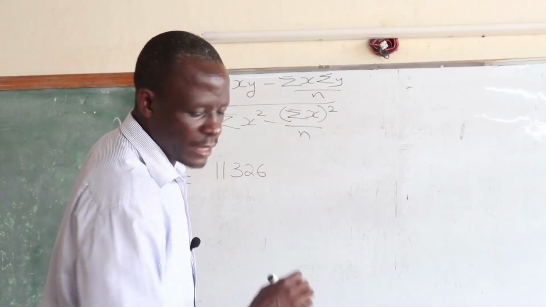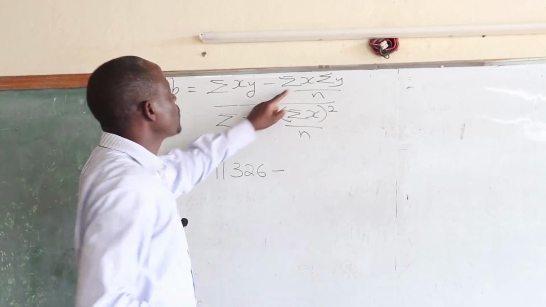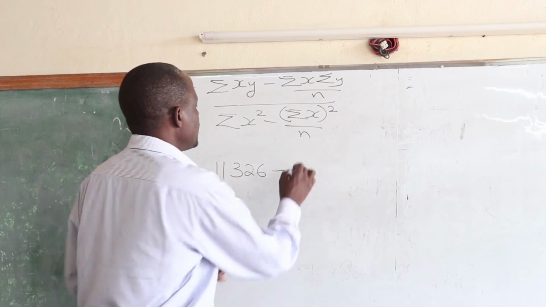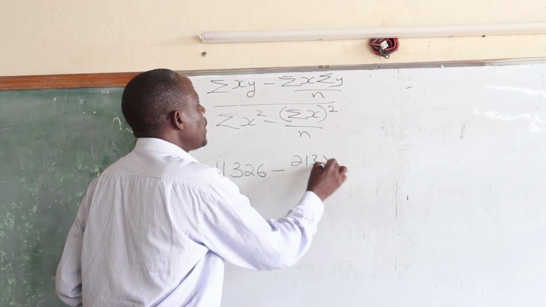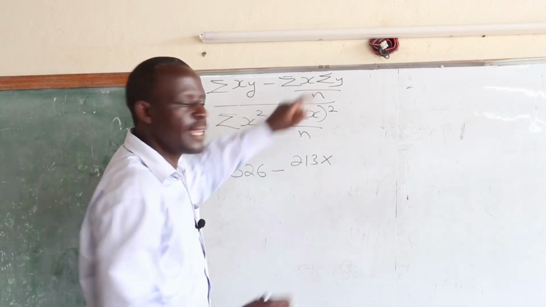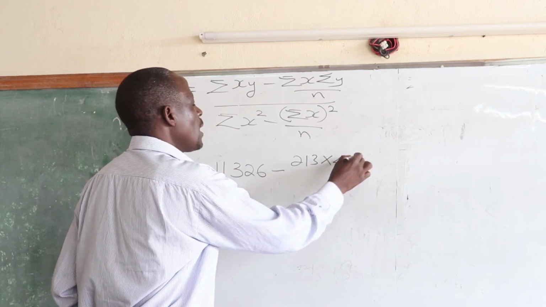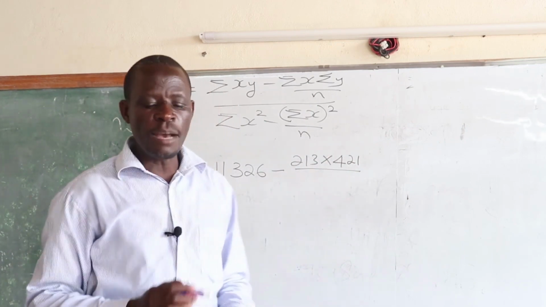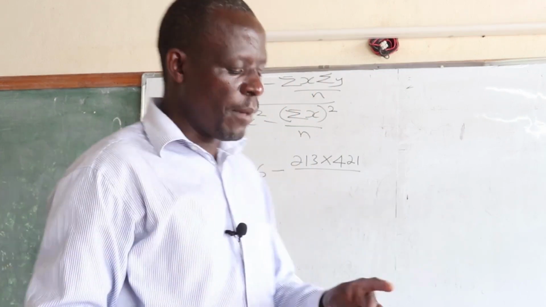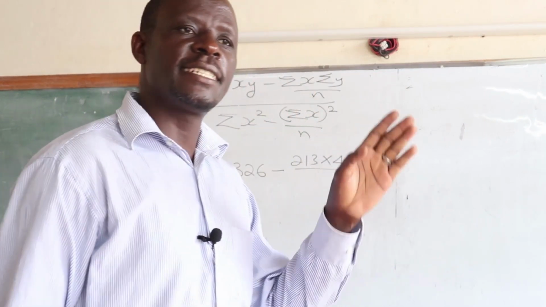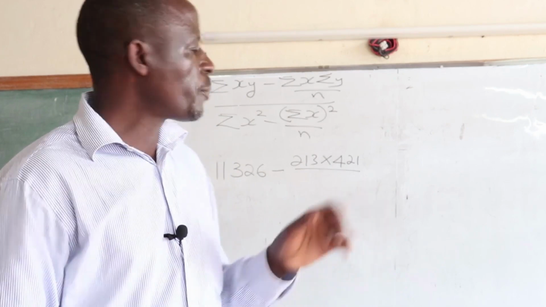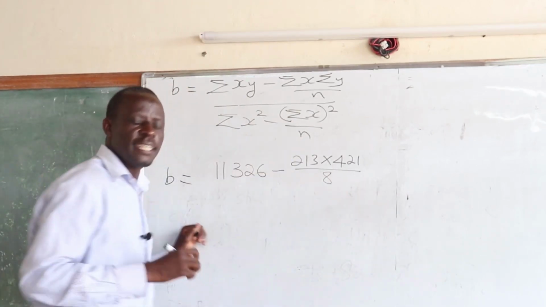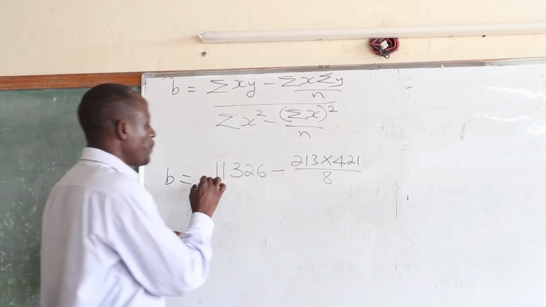Then we subtract this. We are going to subtract the sum of x, which is 213, multiplied by the sum of y, which is 421. Then divide the whole thing here by the number of data pairs. So remember, we were saying 8 children. So because we are saying 8 children, we are going to divide this by 8 because our n is 8. That's the number of data pairs.